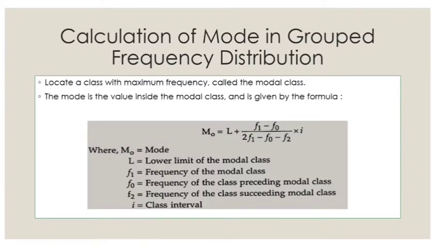For example, we have the modal class as 30 to 40. Then what will be the lower limit over here? 30 will be the lower limit. Then f1 is the frequency of the modal class. Then f0 is the frequency of the class preceding the modal class, meaning one step before the modal class. And f2 is the frequency of the class succeeding the modal class, meaning one step after the modal class, and h is the class interval.